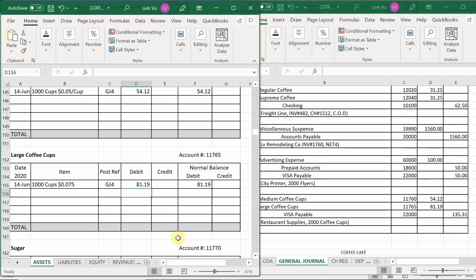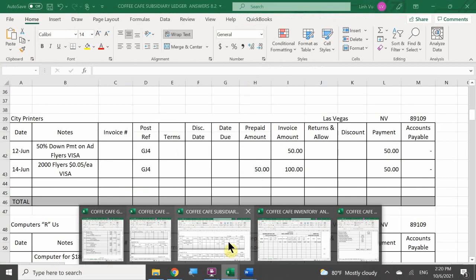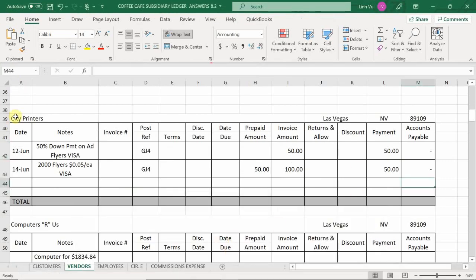Okay. All right, so we're going to the subsidiary ledger for restaurant supply, our restaurant supplies.